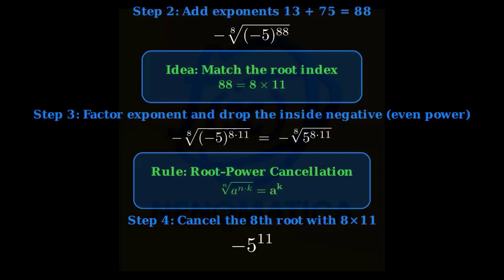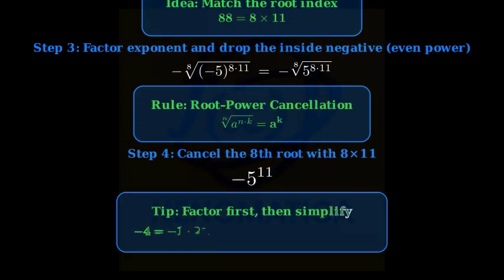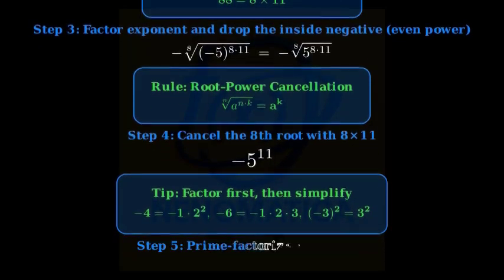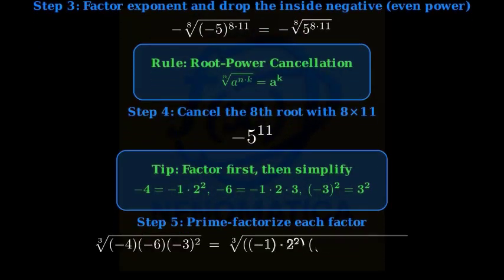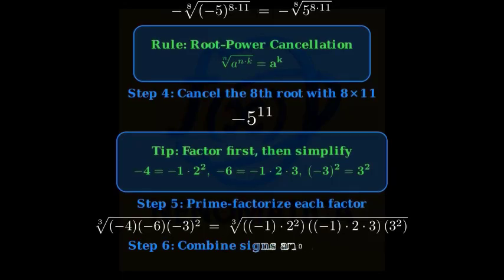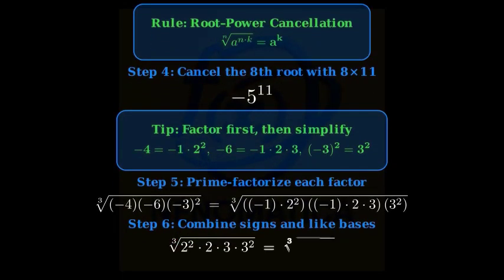We will factor each integer into primes and isolate the signs. The root of a product can be handled by working inside the radicand first. Step 6. Multiply the 2 negative ones to get +1, then collect bases. 2 squared times 2 is 2 cubed. 3 times 3 squared is 3 cubed.